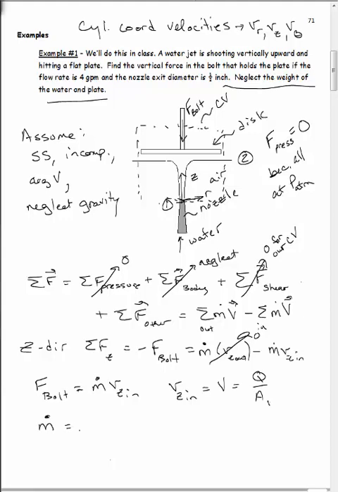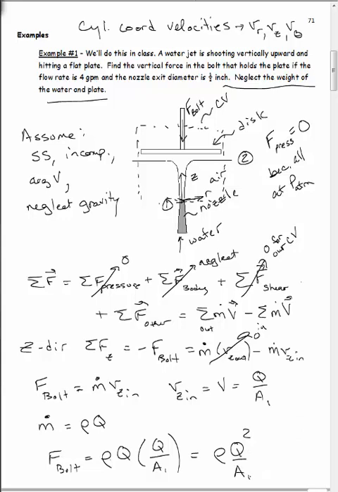M dot, well, our m dot is rho times Q, or rho times V times A, however you want to look at it. I'm going to leave this in terms of Q because Q was a given here. That 4 gallons per minute is a Q. So what we get is F bolt equals rho times Q, that's our m dot, and then times Q over A1. That's our V. And so that comes out to be rho Q squared over A1.